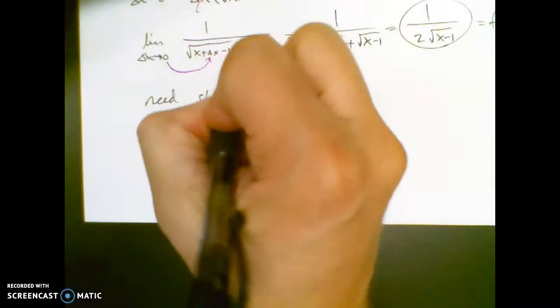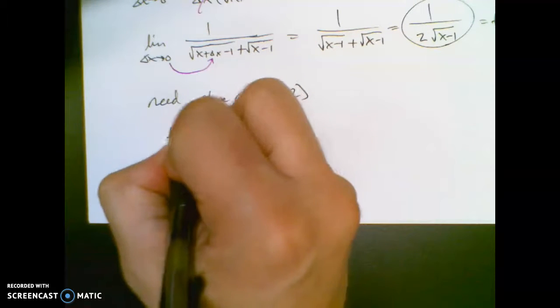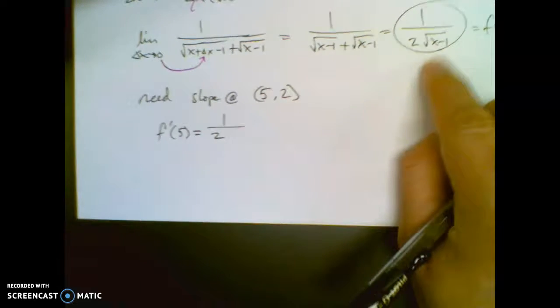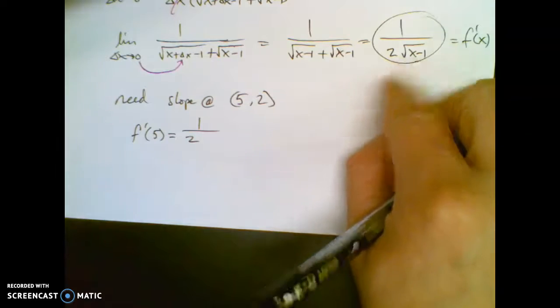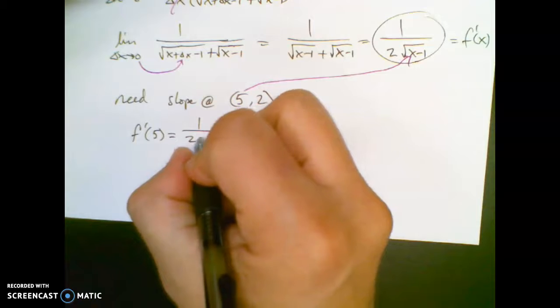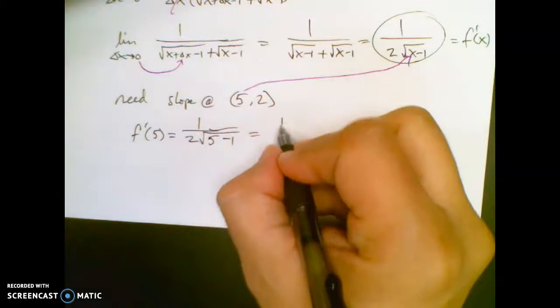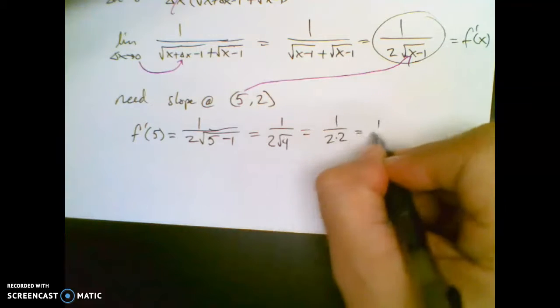Well, I don't care about slope at any point. I care about slope at that point. So I need slope at 5, 2. So all I got to do is do f prime of 5. Remember, there's no y spot to plug in. So when I'm using this equation, I have nowhere to put the 2. I'm really just plugging a 5 in right there. Okay, so 1 over 2 times radical 5 minus 1. Oh, that's going to be nice, right? 1 over 2 times radical 4, which is 1 over 2 times 2, which is 1/4.